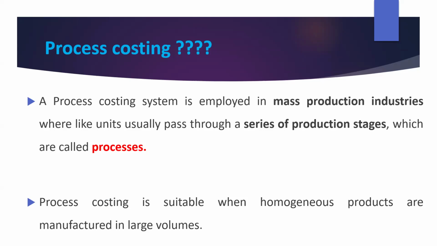Process costing is suitable when homogeneous products are manufactured in large volume. You know, homogeneous products are almost similar products in nature. So when we are going to produce them in large quantities, we can use process costing systems.